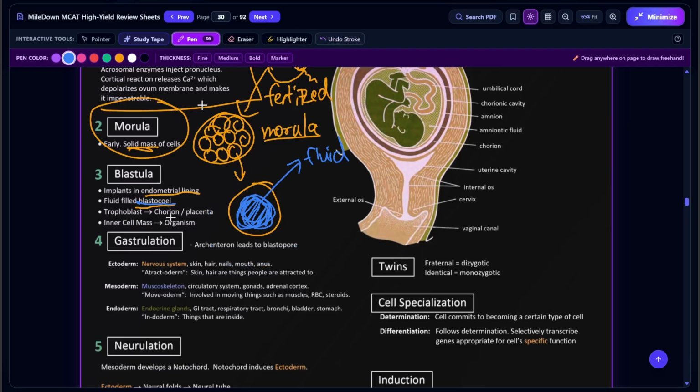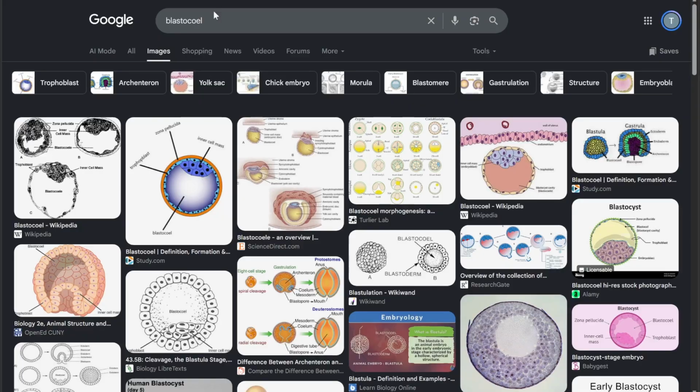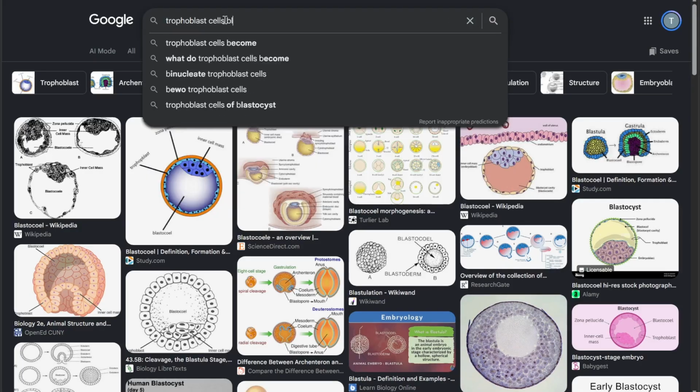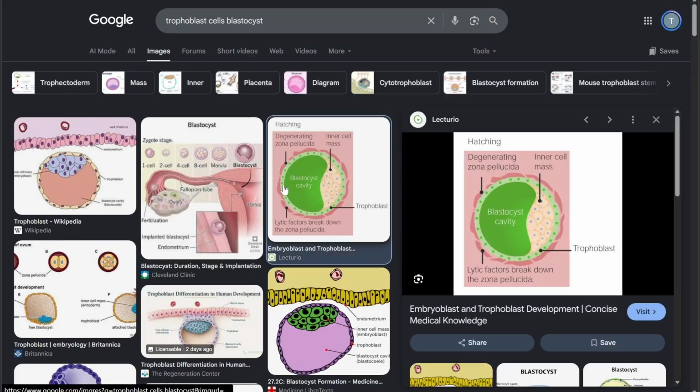And then you have your trophoblast, which turns into the chorion and placenta. So your trophoblast is the part of the blastula that eventually becomes the chorion and placenta. Your inner cell mass becomes the organism. So let's go look at that. Trophoblast, cells, blastocyst. Right, so these are the inner cells that eventually become the organism.